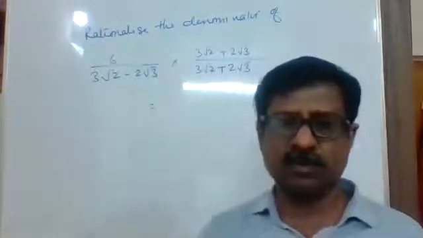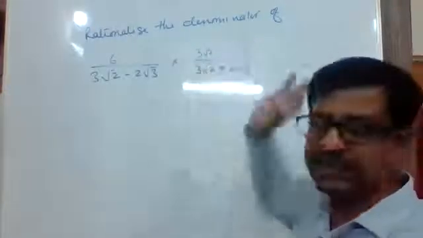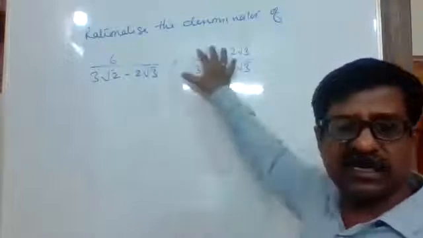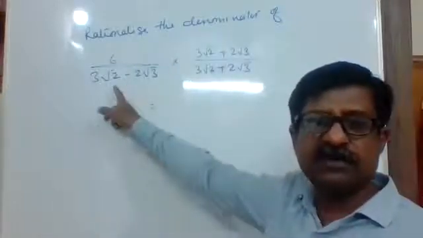Numerator as well as denominator, both same number has to be multiplied. We don't have to change these. These two should be same. And how do we decide what has to be taken? For that, we'll see the denominator.